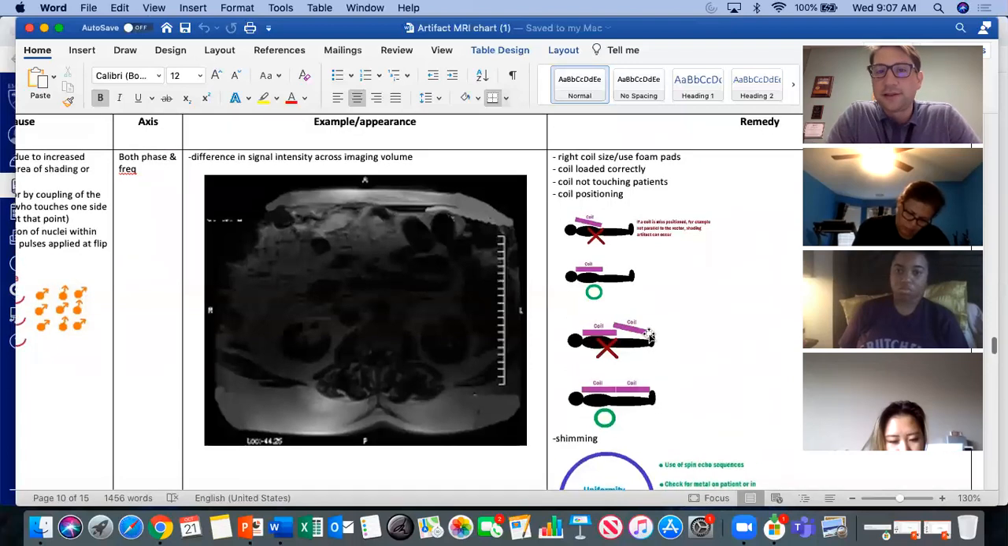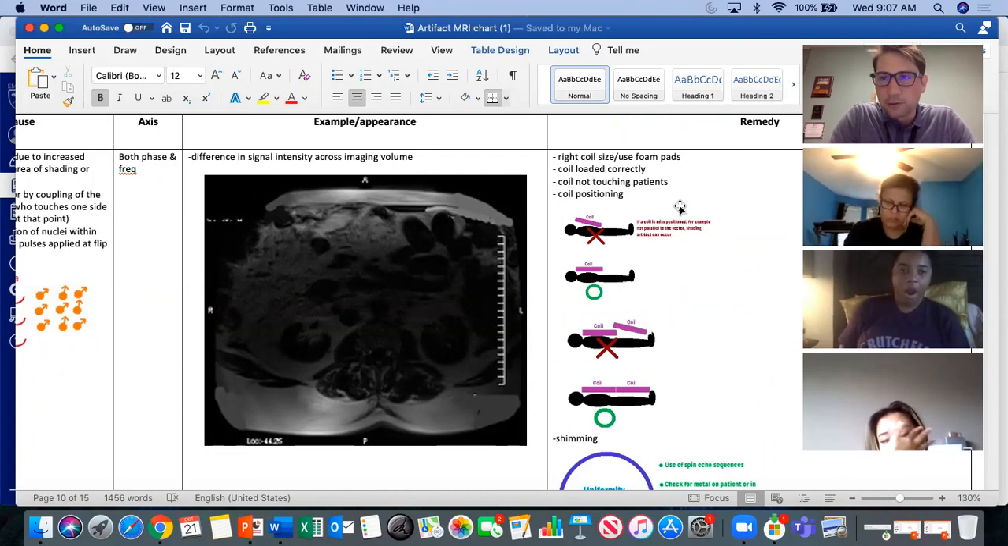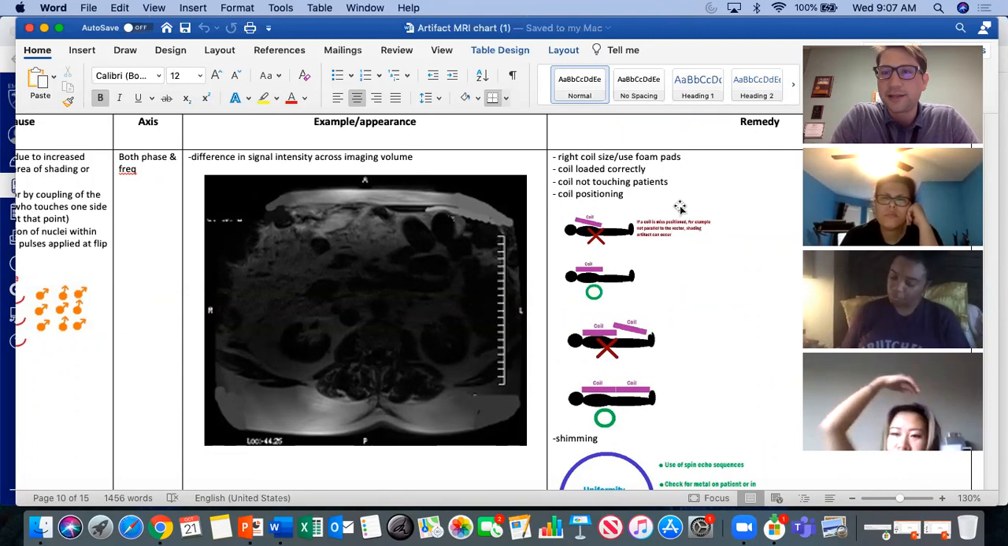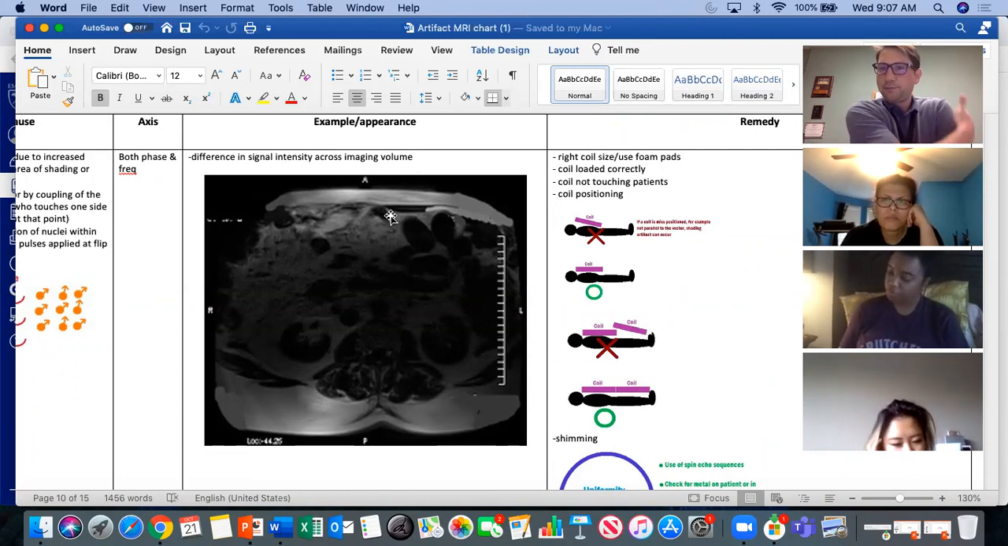So some remedies to this. Make sure you use the right size coil. So, if you're scanning the knee, don't use an abdomen coil. Make sure you use a flex coil or a dedicated knee coil. Use foam pads so that the coil's not directly touching the patient. You want it close, but not directly touching the patient. Make sure the coil's not directly touching the bore of the magnet. Use pads there too. Make sure that there's no coupling where one side's touching and then there's a gap on the other side. So those are some ways that we can load the coil correctly.